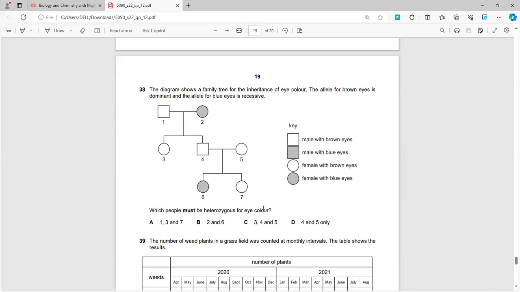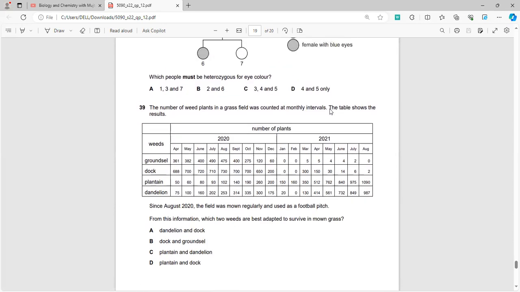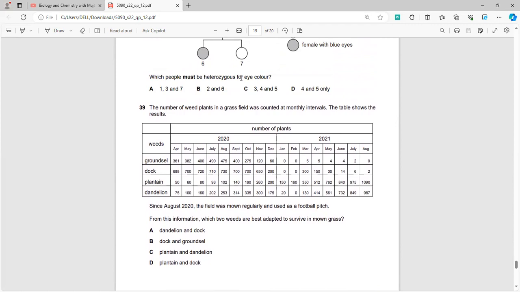Now we just need to make a cross for this question, and we need to find which people must be heterozygous. So I'm just explaining what heterozygous is. Heterozygous is, for example, capital A small a or capital B small b, whereas homozygous is capital B capital B or small b small b, dominant or recessive. However, a heterozygous person always shows the dominant trait.